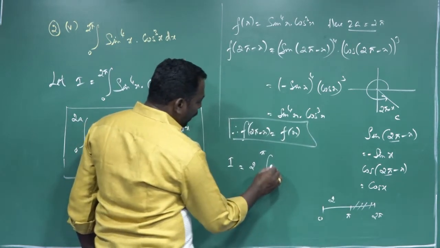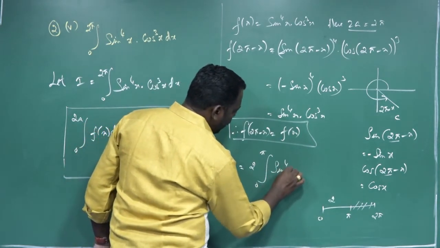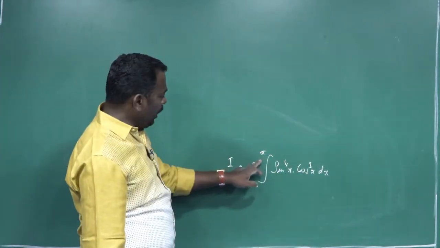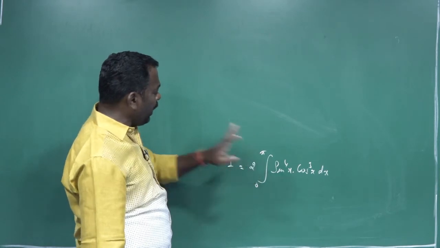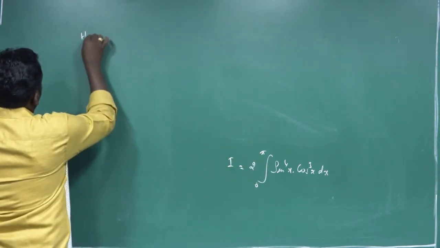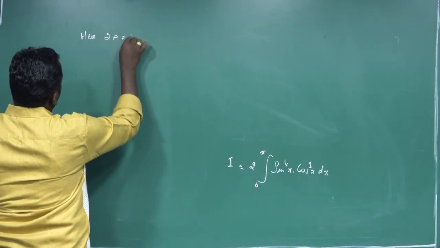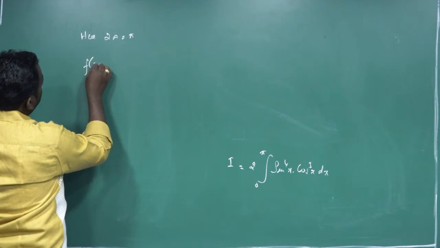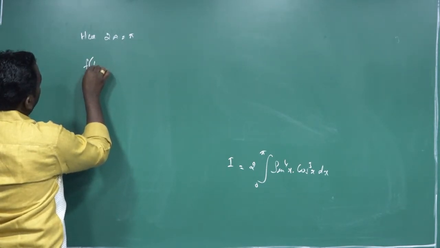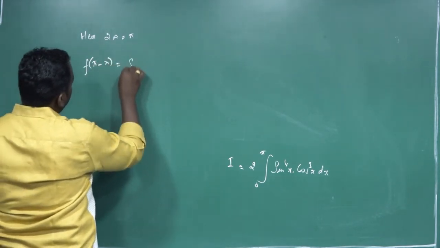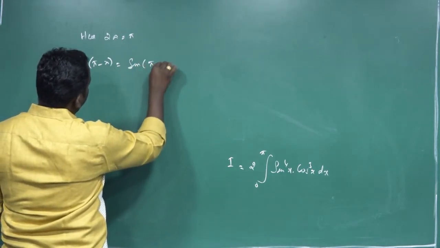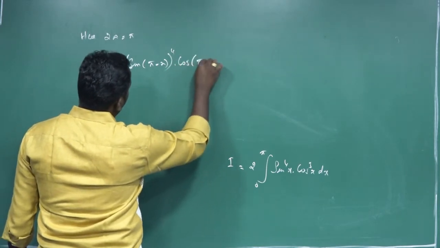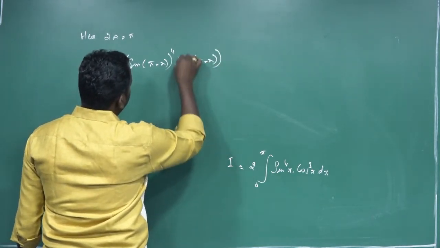2 times the integral from 0 to π, the function is sin⁴x cos³x dx. Now here 2a is equal to π. So let us verify the function f(π − x), which is equal to sin(π − x) to the power 4 into cos(π − x) to the power 3.